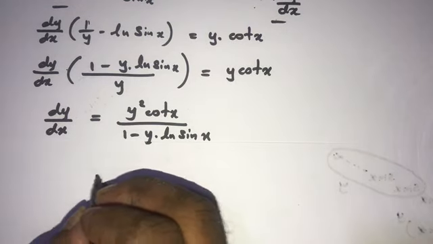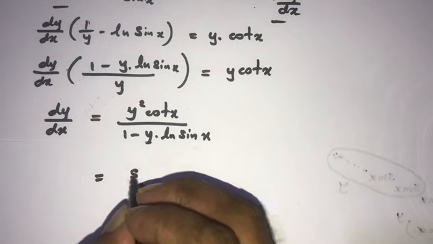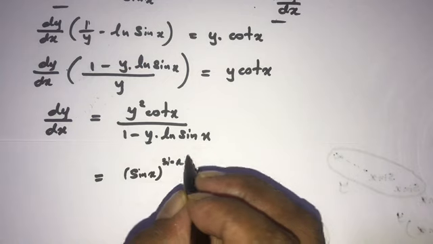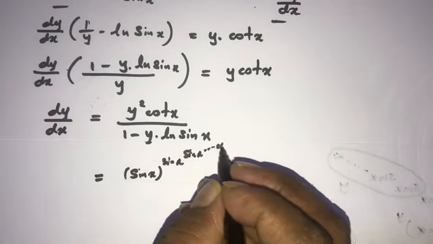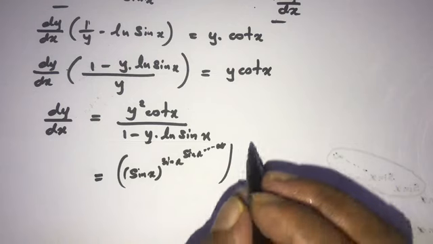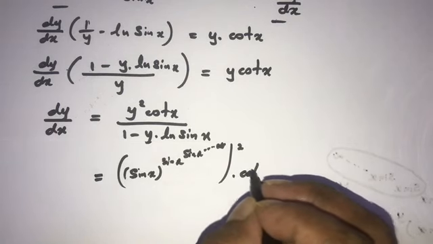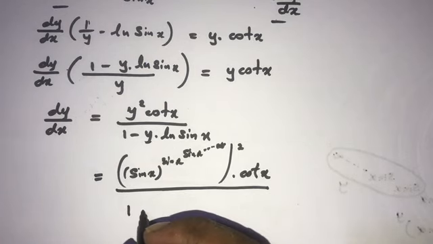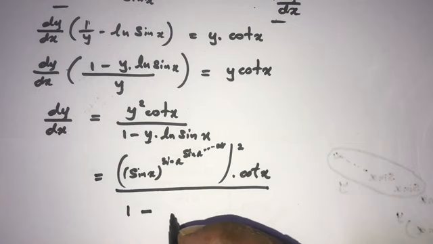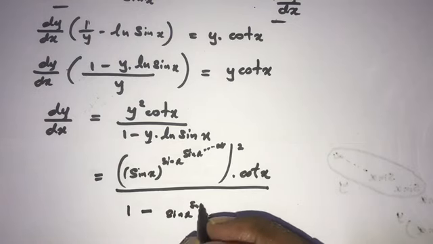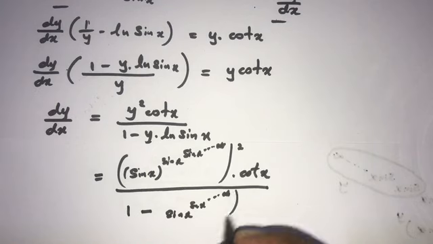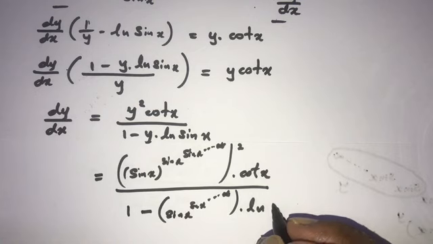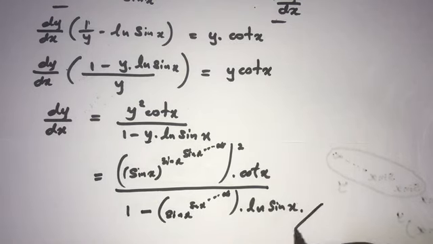Okay, now plug in y. So y is equal to sin x to the sin x, and so on to infinity. So that squared, times cot x, over 1 minus y, which is sin x to the sin x and so on to infinity, times ln sin x. So this is the answer.